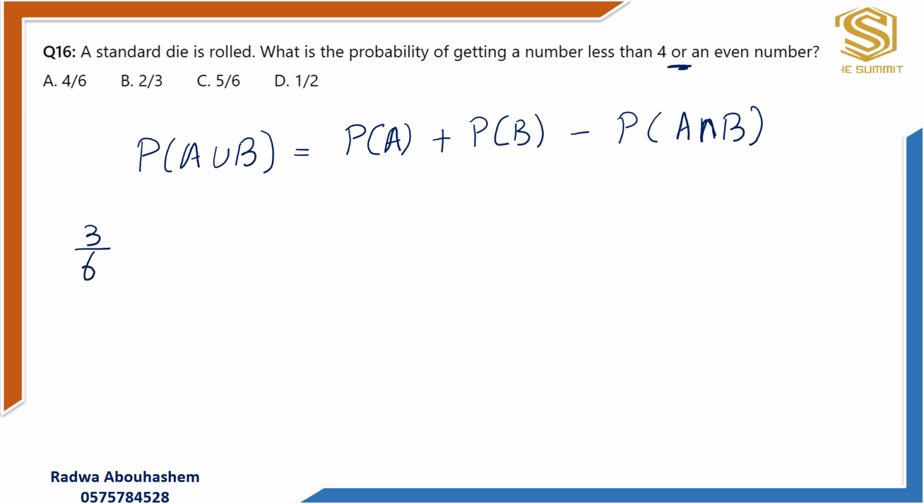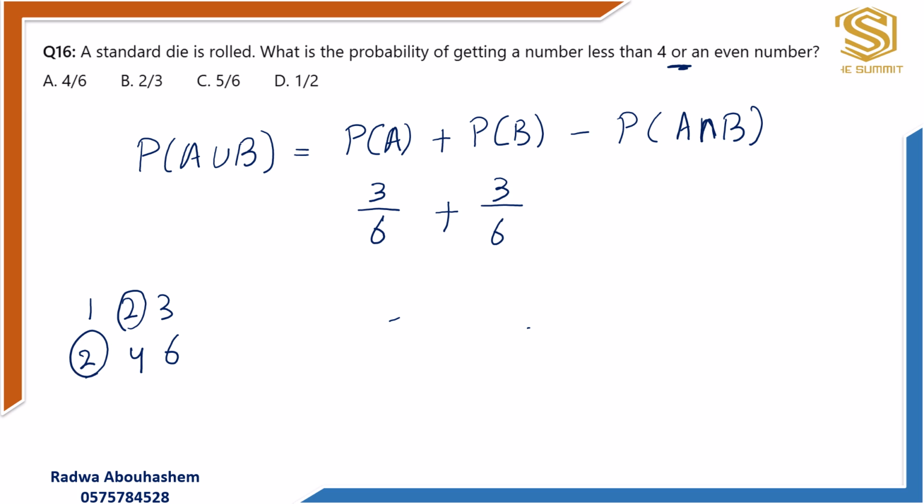Because the total is 6 on the die. So 3 over 6. What is the probability of getting an even number? 2, 4, 6. So it would also be 3 over 6. And if you see here, 1, 2, 3 and 2, 4, 6, we have 2 repeated, right? So the intersection is 1 over 6. So it's 3 plus 3, 6 over 6, minus 1 over 6, gives you 5 over 6.